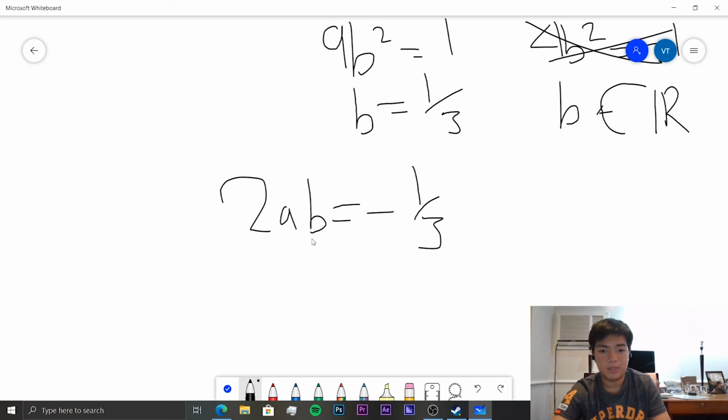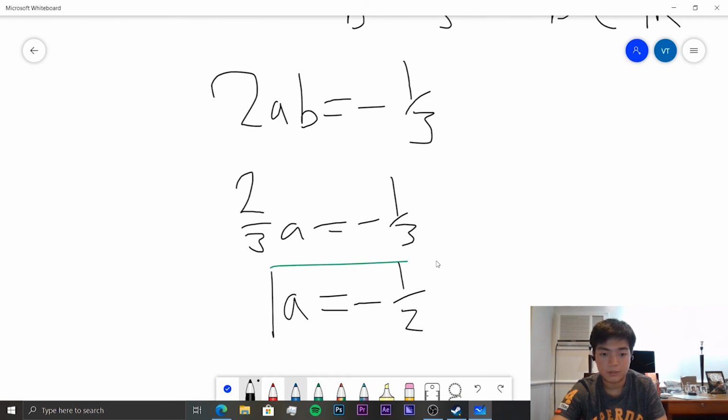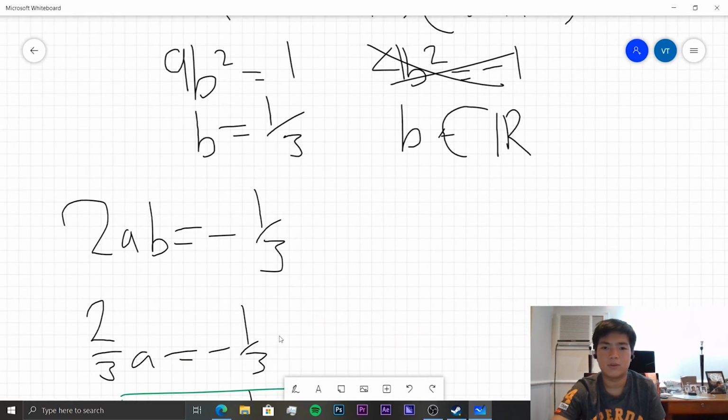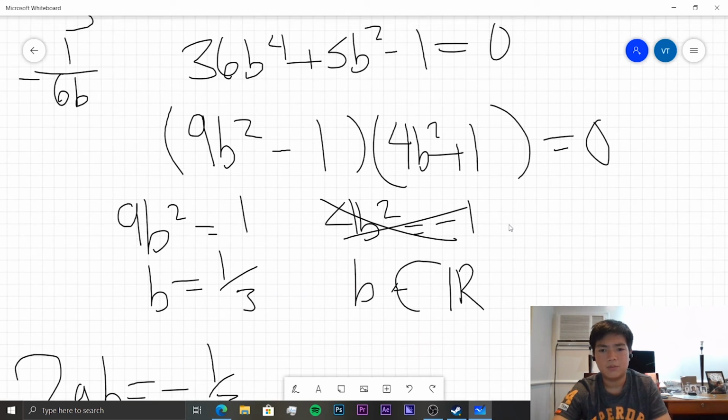2ab, with b being 1/3, so this is 2 over 3 a is equal to negative 1/3. And so a is equal to negative 1/2. So that's one possible answer. But I'm pretty sure, let me just look over this formula again, because I might have got something wrong. 4b squared is equal to negative 1. b squared is negative 1/4.